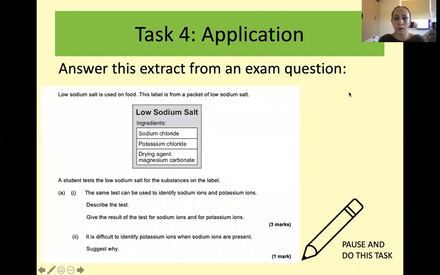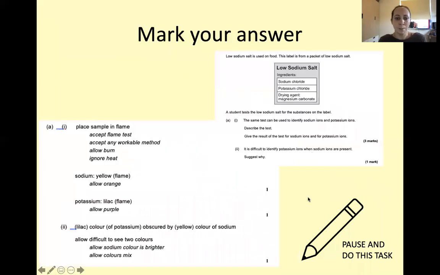Right, final bit then is to apply all the things you have learned about the different flame colours. So I've taken here a little extract from an exam question. I'd like you to read the question, pause and write your answer, please. Okay, here is the mark scheme then for the exam question. Can you mark your work and give yourself a score out of 4? Pause here and do that, please.